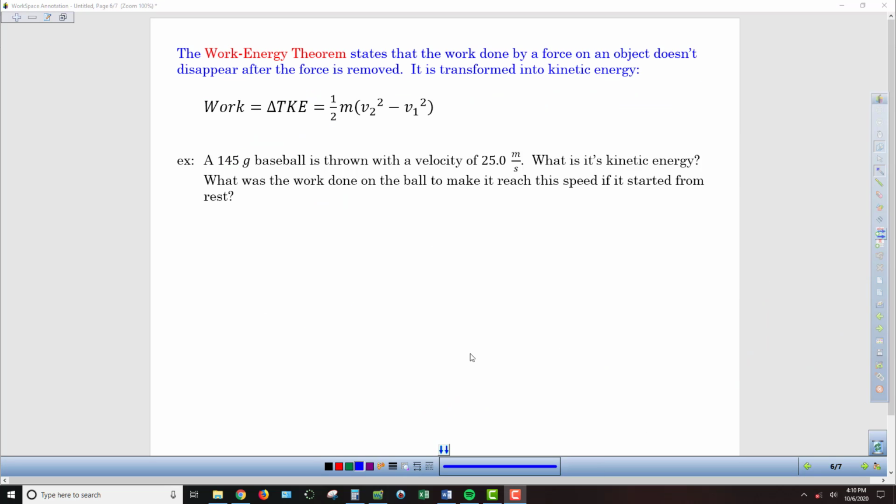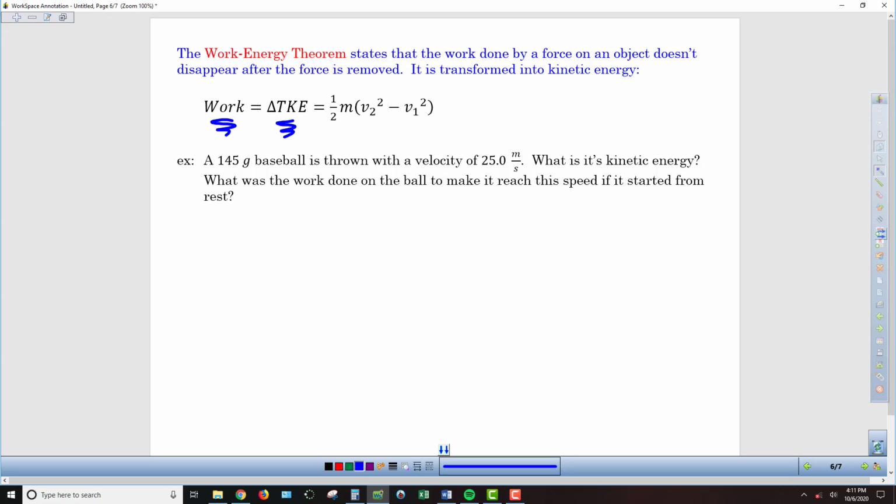The work energy theorem states that the work done by a force on an object doesn't disappear, it just gets transformed into kinetic energy. And so essentially what we have here is the work that's done on an object is going to be the change in the kinetic energy of the object. And so that's going to be our 1/2 times the mass times the difference of the squares of the velocities.